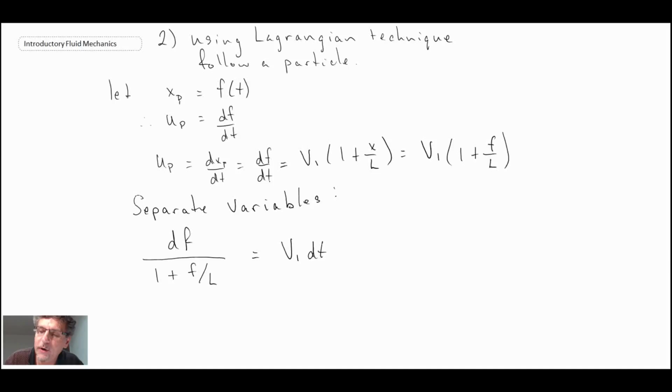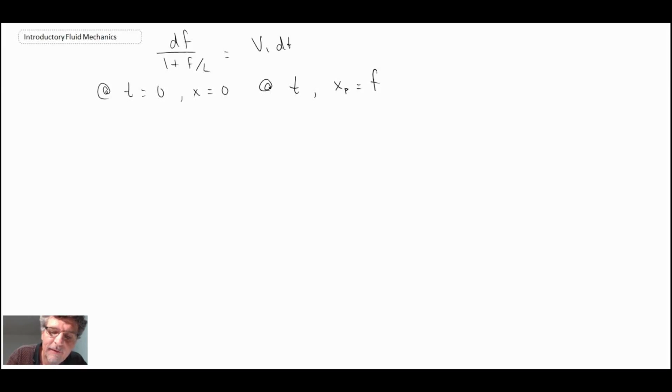Now we are going to want to integrate that. So let's write out the expression again. And we were told that this is t equals 0, x equals 0. So at time 0, our particle is at the beginning of the nozzle at position x equals 0. And we're trying to find at time t, the particle is at position f, and we want to know what the acceleration is. And so that's what we're going to work for in this problem. So we're going to integrate the equation above.